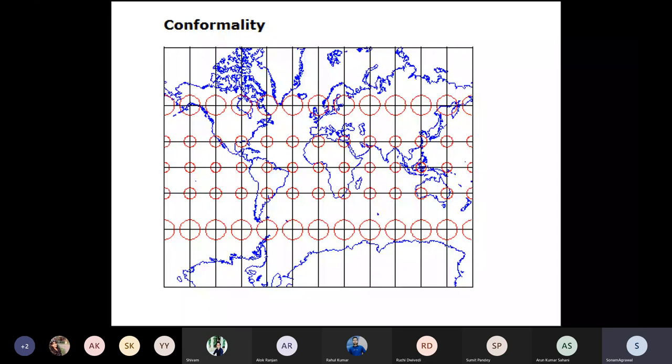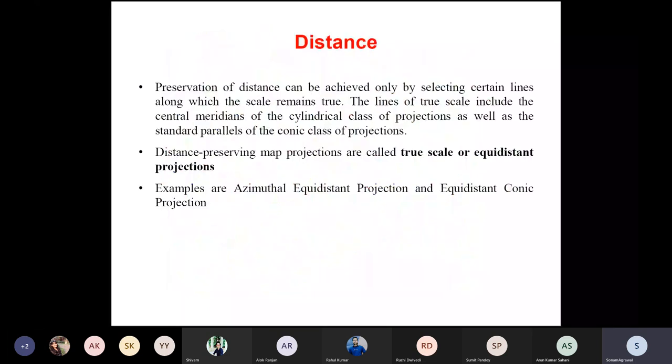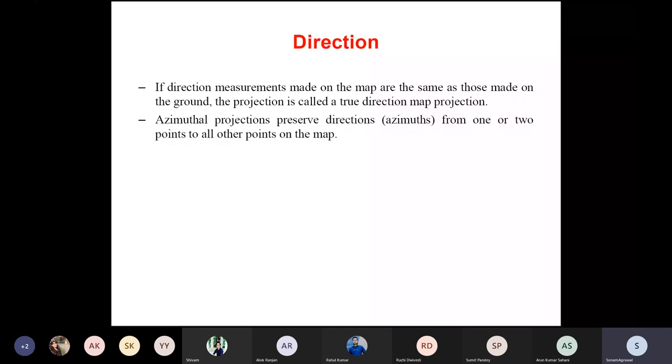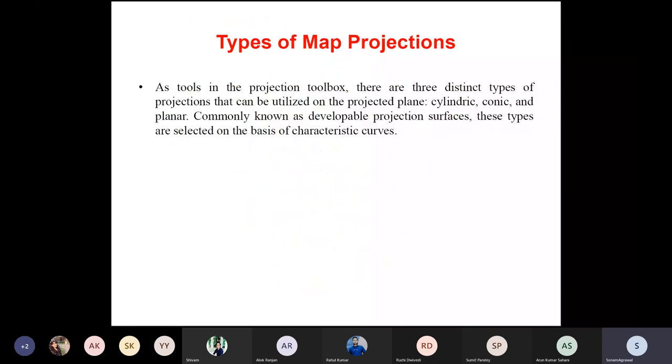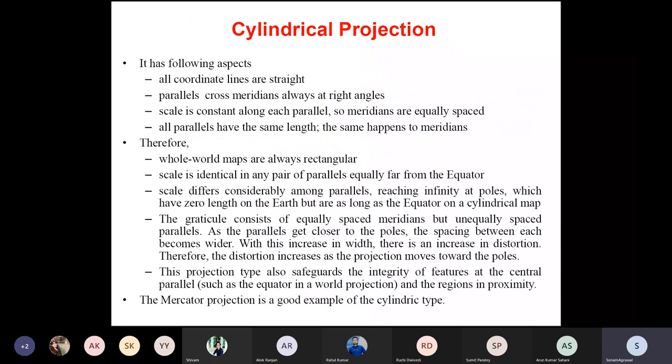Then distance preserving. In this, the distance will be preserved, but only along a certain line. This type of projection is called true scale or equidistant projection. Next, the fourth one in this category, was the directional or azimuthal projection that preserves the direction. After that, we have seen the map projection on the basis of developing surface. It can be a cylindrical projection, a conical projection, or a planar projection.